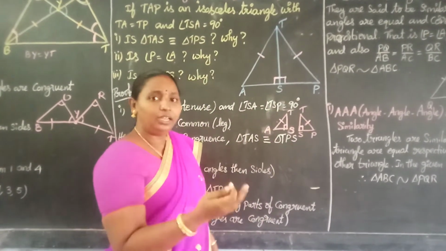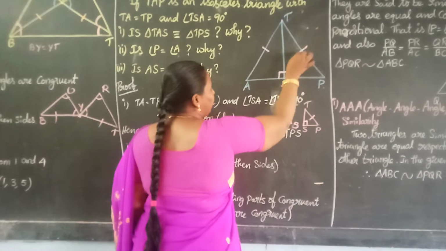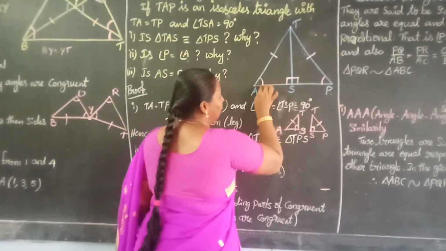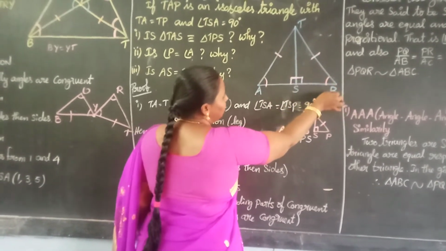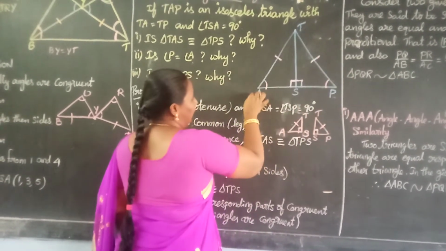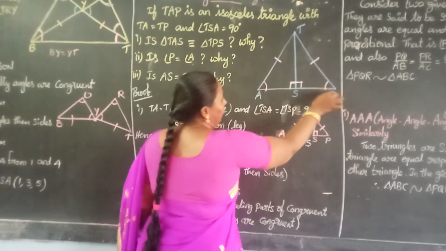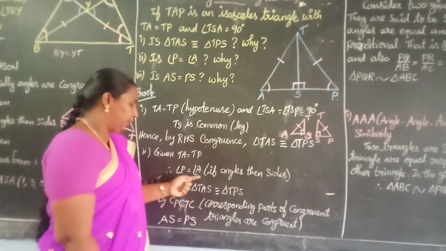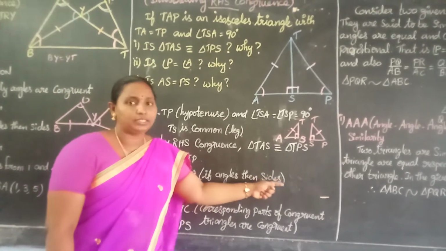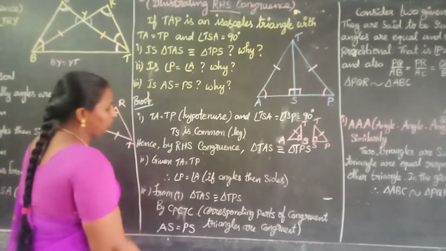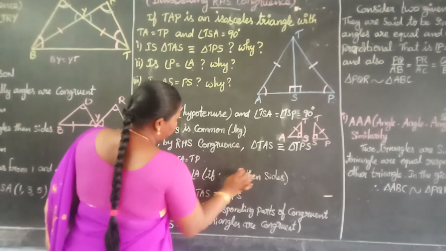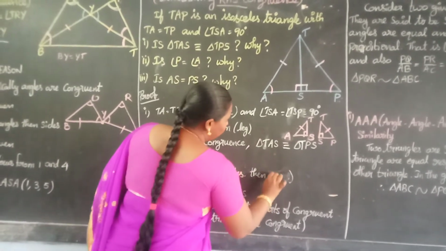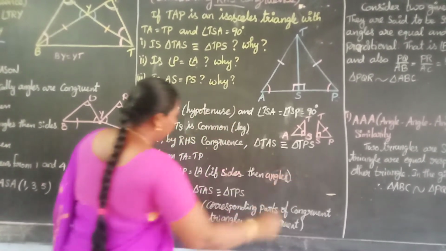If the sides, then angles. So if these two sides are equal, the angles opposite to these sides should also be equal. The side opposite angle P is TA, and the side opposite angle A is TP. So angle A equals angle P. That is what I wrote. They have not given if angles then sides. If sides, then angles, because they have given that the sides are equal. So you have to write if sides, then angles.